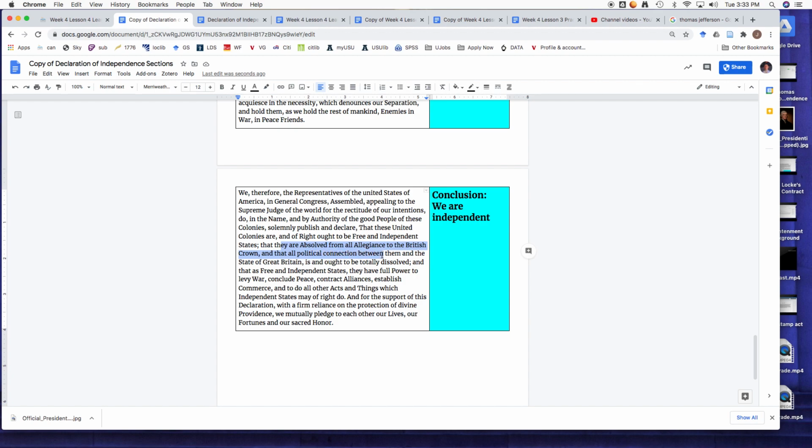All political connection between them and the state of Britain is and ought to be totally dissolved. The British can't tell us what to do anymore. We're completely independent countries. These United States. He's saying there's 13 states. As free and independent states, they have full power to levy war. So we can go to war if we want. We can conclude peace. We can create alliances. We can control our own trade. We can do all things which independent countries can do. And so that's what they're saying.